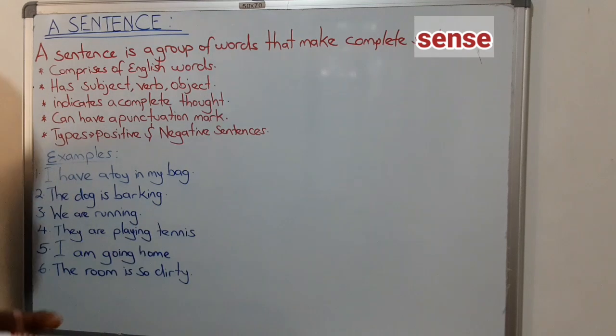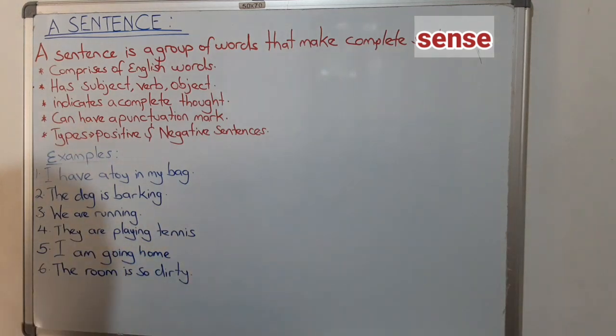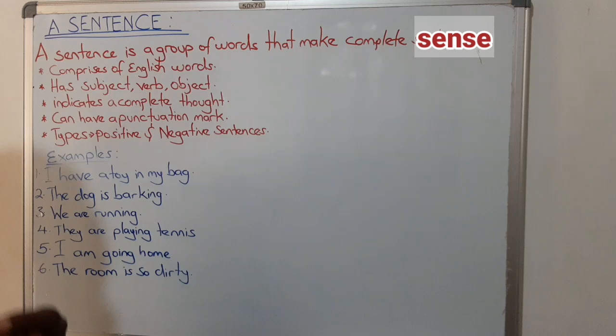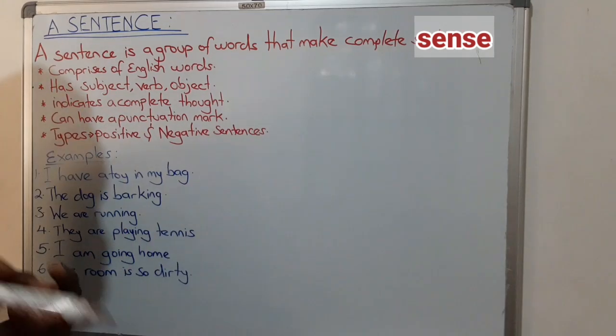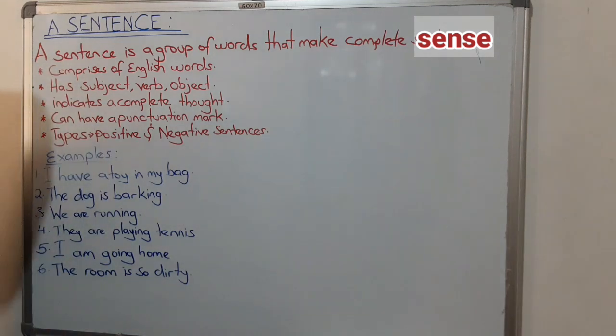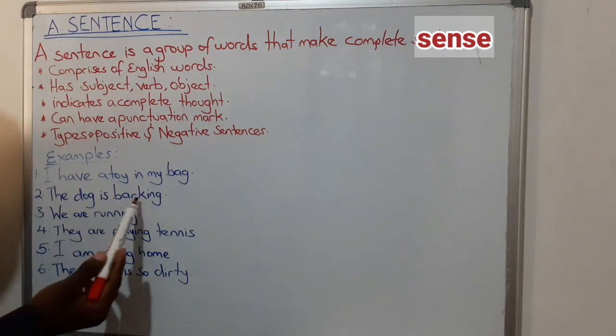So a sentence must complete the thought of the person narrating or telling what is happening. In other words, a sentence must show complete sense. Are we together? So a sentence must show what a person is trying to talk about. For instance, the dog is barking.